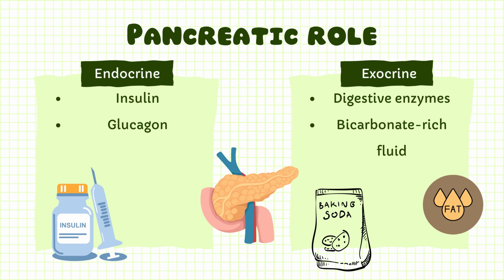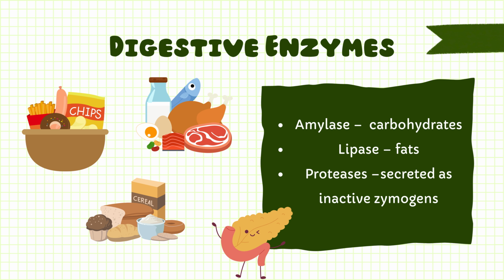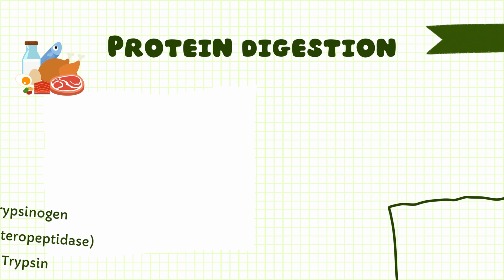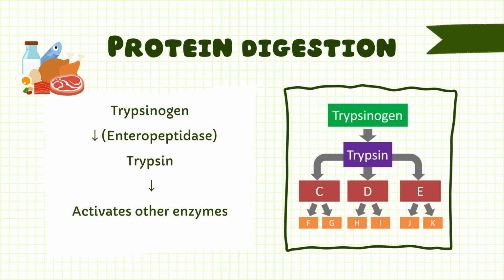Acinar cells secrete amylase, which digests starch, and lipase, which breaks down fats and works with bile. They also secrete proteases to break down proteins. Proteases are secreted as inactive zymogens to prevent self-digestion.